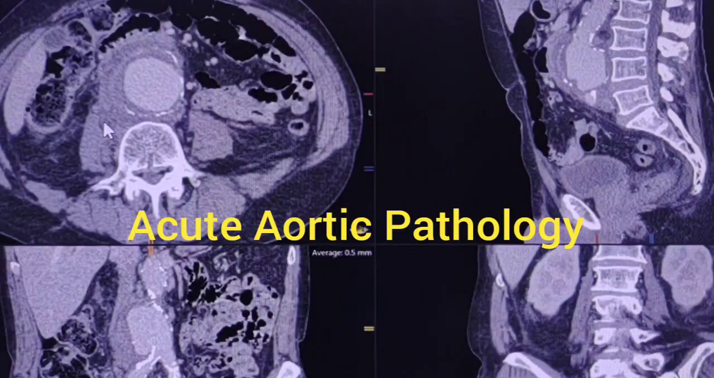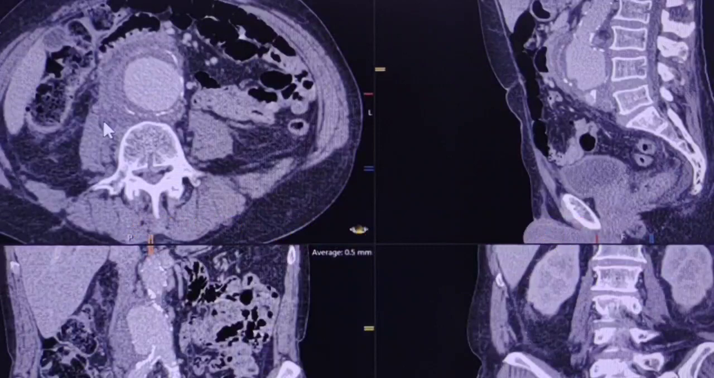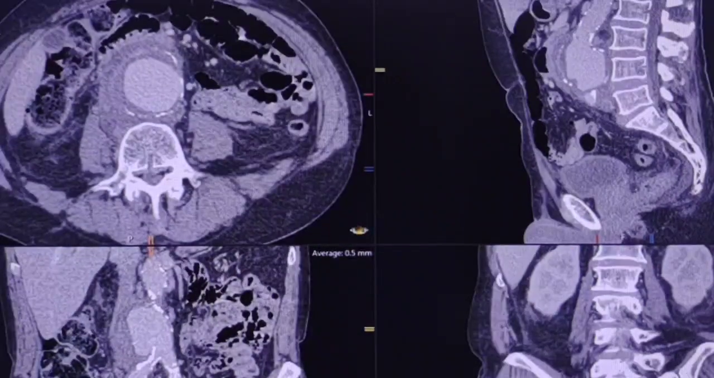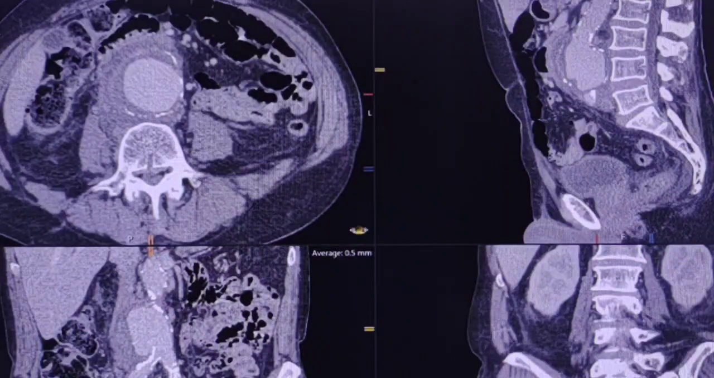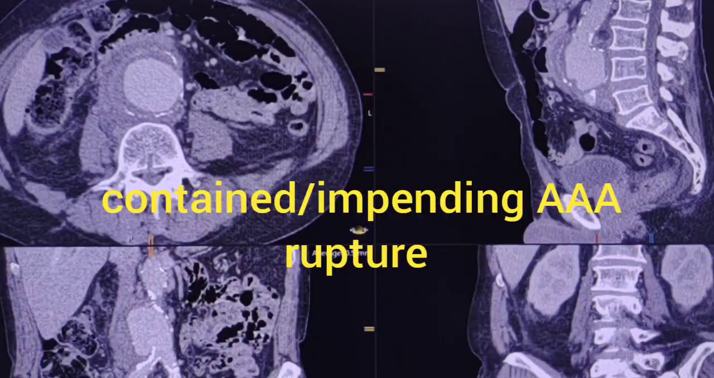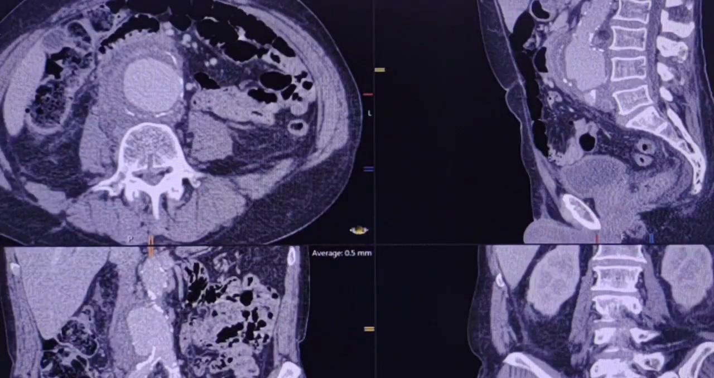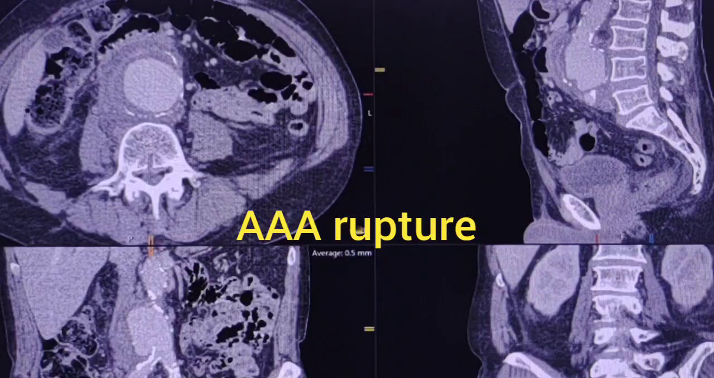Dear friends, hi. Today I will present 4 different cases of acute aortic pathology, including 2 cases with a so-called crescent sign, 1 case with contained or impending abdominal aortic rupture, and 1 case with definite abdominal aortic aneurysm rupture.